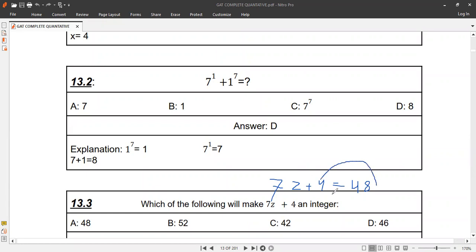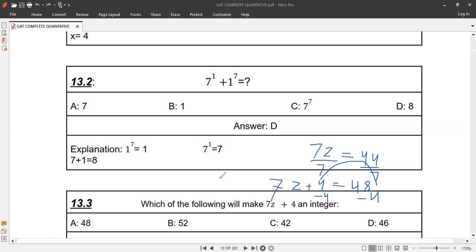I want to solve this equation and find the value of z, and I want z to be an integer. So minus 4 from both sides: 7z equals 44, since 48 minus 4 is 44. If you divide 44 by 7, guys, you will not find an integer. You will find a rational number because you'll have a decimal. So I tried the options until I find the answer.